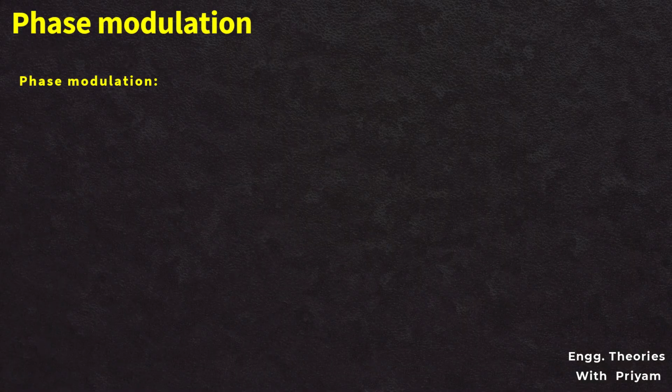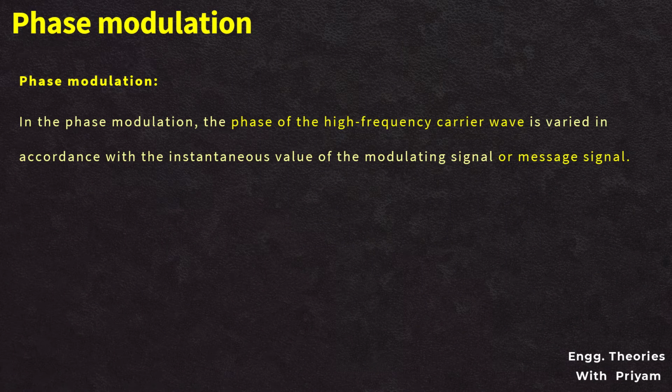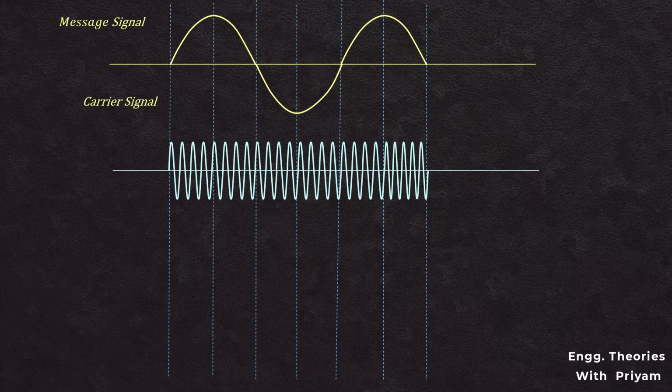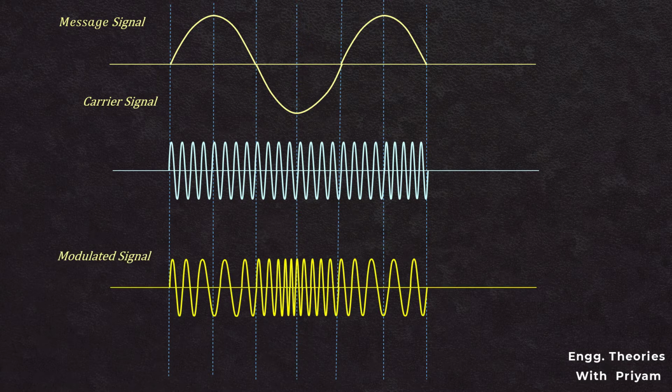Phase modulation. In this modulation, the phase of the high frequency carrier signal is varied in accordance with the instantaneous value of the modulating signal. Let us see this modulation graphically. Again, this is a message signal and this is a high frequency carrier signal. As we can see, the high frequency carrier signal is varied with respect to the message signal. In the phase modulation, amplitude and the frequency of the carrier signal remains constant.